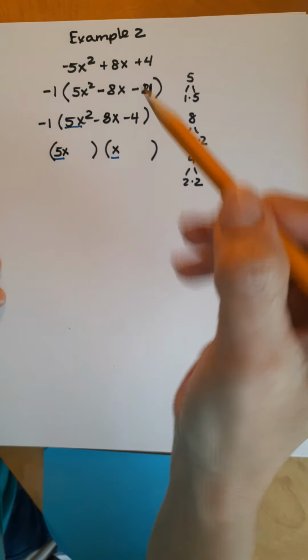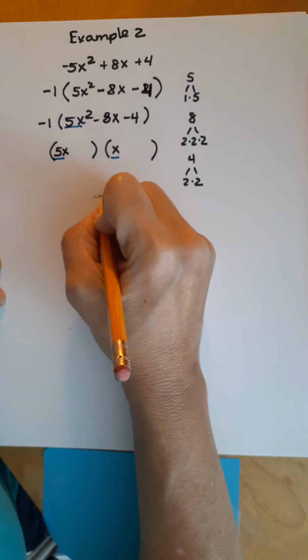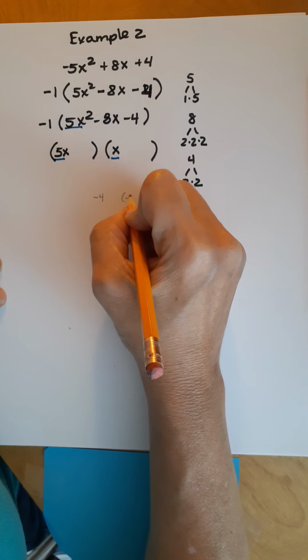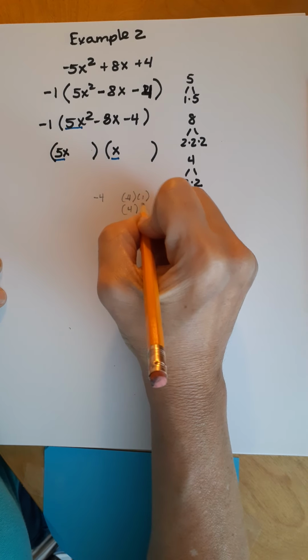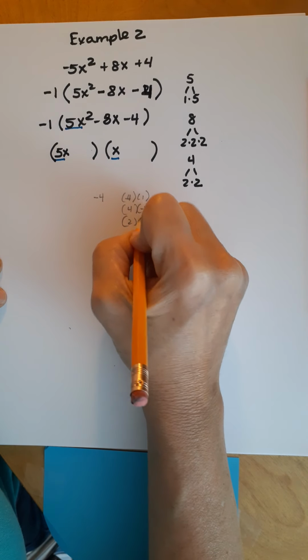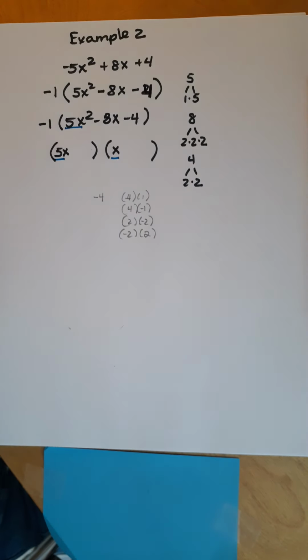So let's take out our trusty pencil because we may be erasing a little bit. And let's see, what would I multiply to get negative 4? It could be negative 4 times 1. It could be 4 times negative 1. It could be 2 times negative 2 or negative 2 times 2. Those are our basic combinations.